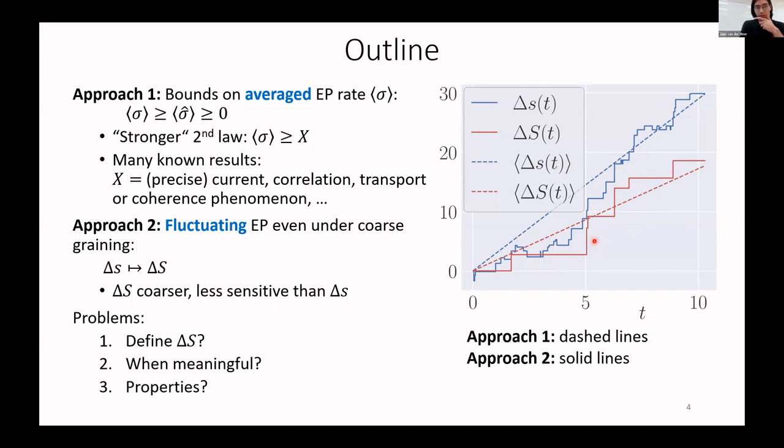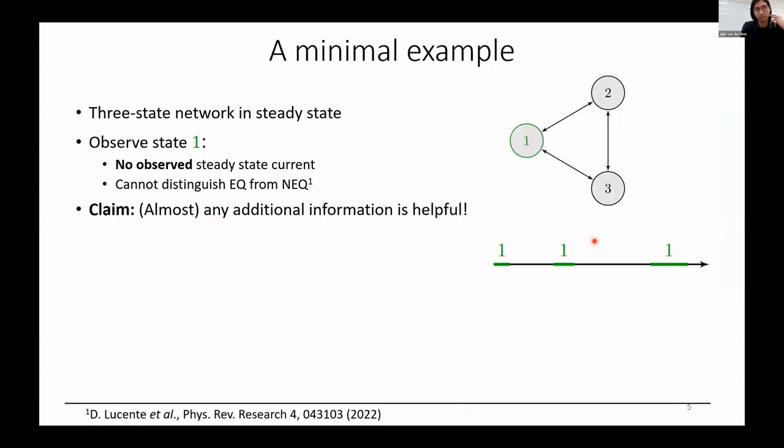So I will first show you something about this first approach, and then after that, I will come to this second, fundamentally different thing. So first of all, I would like to start with a small Gedanken experiment, namely a very simple three-state network, of which we know that if we just observe a single Markov state, then we cannot discern equilibrium from non-equilibrium in the steady state. This has been pointed out in this work here, for example. But now my claim is that in the generic case, almost any kind of additional information that you may get here is helpful and will allow you to actually discern non-equilibrium from equilibrium.